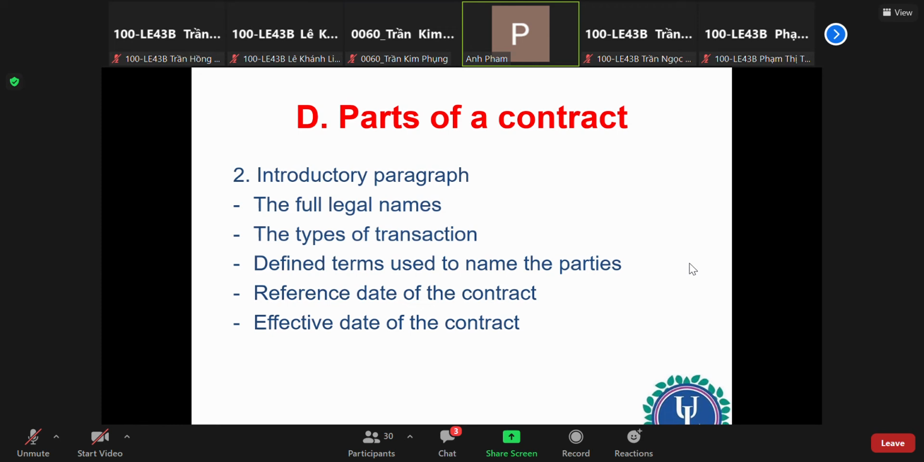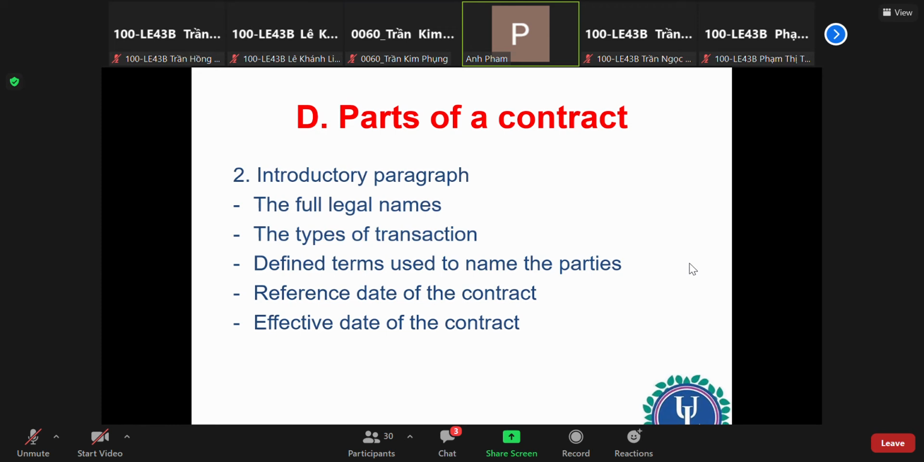And define terms used to name the parties. If you look at the example on page 33, you can see here they define the name of party A, and they give the name of party A. They can define them as party A, or they can define as buyer, or they can define as seller, right? The transferee, lessee. So those are the terms defined in advance to name the parties.